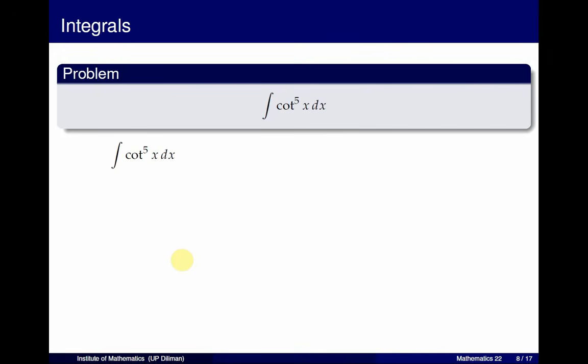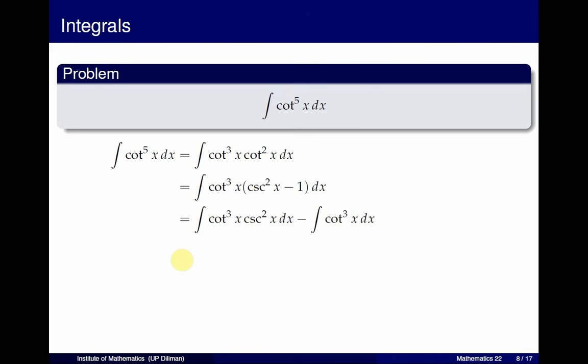So cotangent to the fifth of x dx is equal to cotangent cube of x times cotangent squared dx. And as per the lecture video, we will express the cotangent squared x as cosecant squared x minus 1. And we'll do so here. Now let us distribute the cotangent cube x over the cosecant squared x minus 1 and split the integral. So we will get the integral of cotangent cube of x cosecant squared of x dx minus the integral of cotangent cube of x dx.